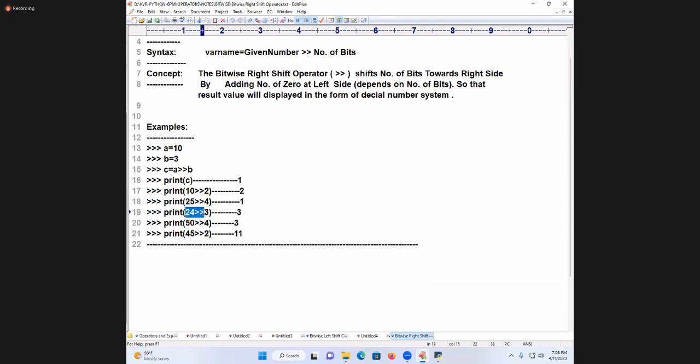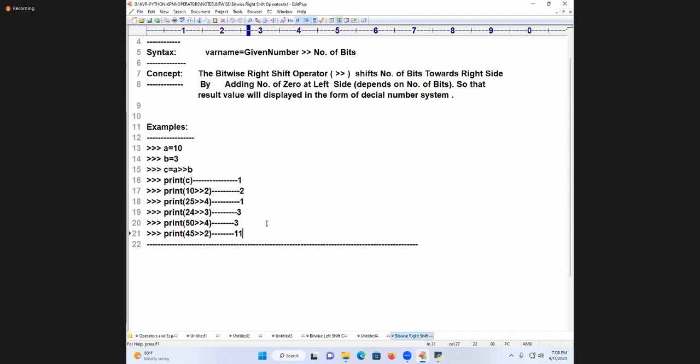Answer is 1. 24 double greater than 3: 24 by 2 cube, 24 by 8, is 3. 50 double greater than 4: 50 by 16, which is 3. 45 double greater than 2: 45 by 2 square, 45 by 4, what is that? 4 11s are 44, so 11 is the answer.